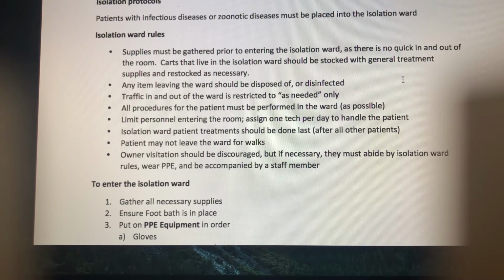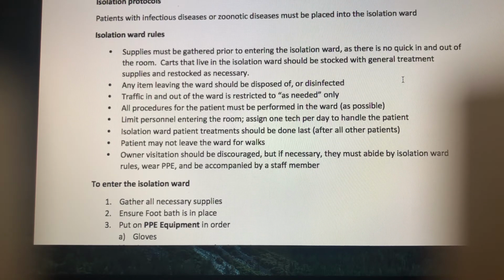All procedures for the patient must be performed in the ward as possible. So if you're setting up an IV or drawing blood, all that happens in the isolation ward. You need to take an x-ray. Okay, that you're probably going to have to leave the ward for, but then we are going to disinfect like crazy the x-ray room. We need to limit personnel entering the room, assign one tech per day to handle the patients. I already kind of said that.